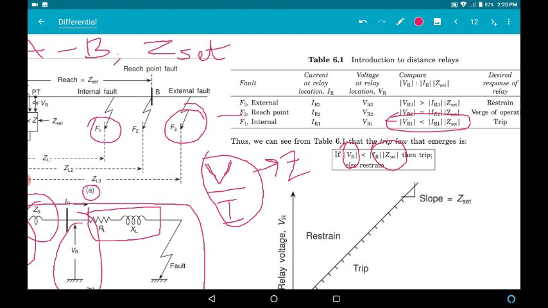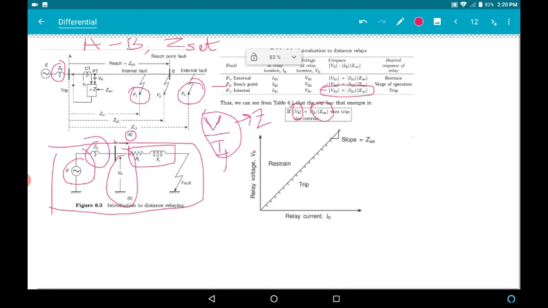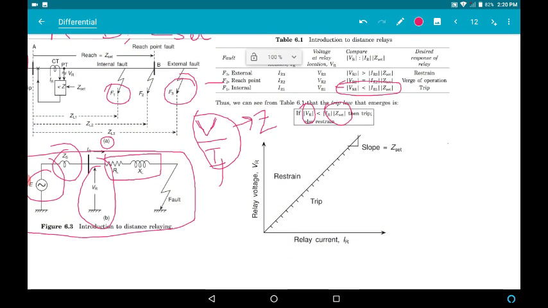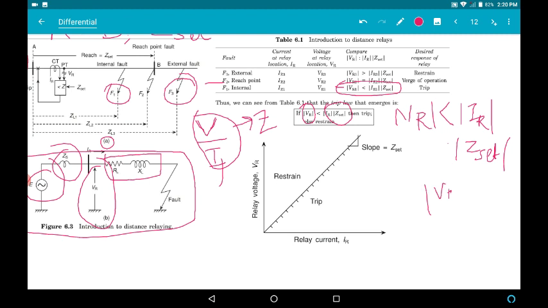So this is the simple trip law for a relay, and this relay is also known as the impedance relay. This is the simple trip law for an impedance relay: as long as the magnitude of VR is less than the magnitude of the relay current multiplied by the set impedance, then it should trip, otherwise it should not trip. This can again be written as magnitude of VR divided by magnitude of IR should be less than Z set.